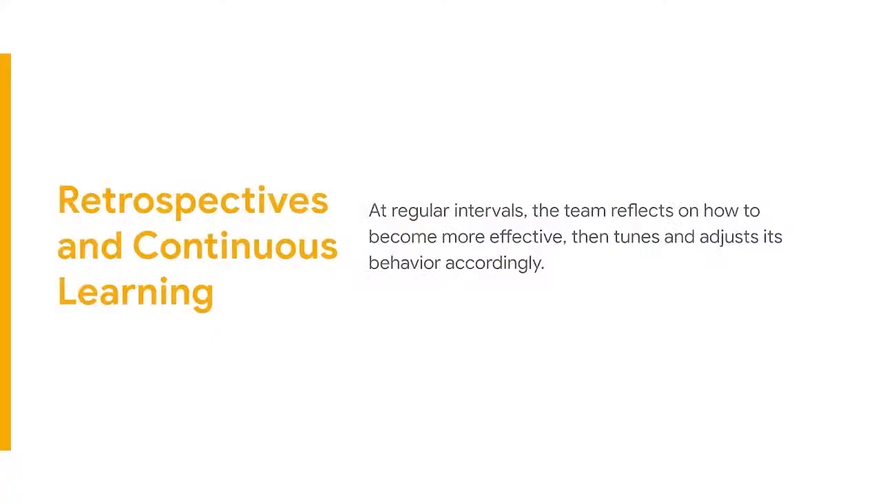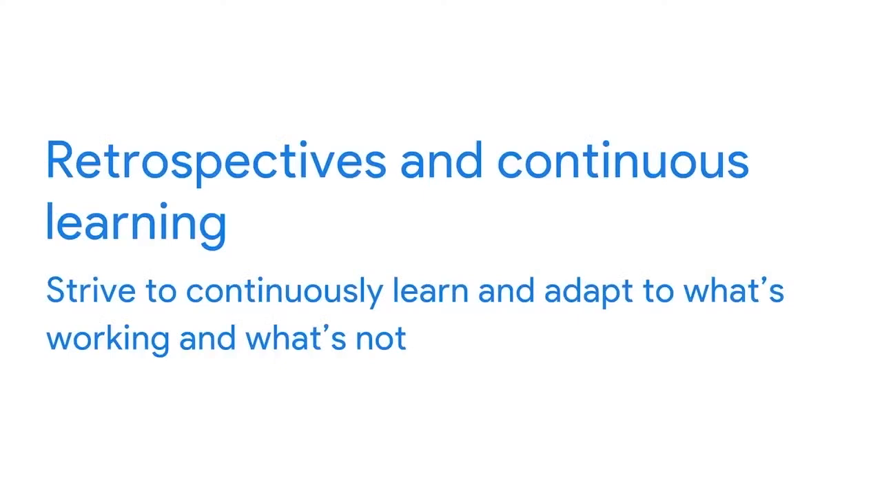Finally, the 4th theme is retrospectives and continuous learning. The last principle stands alone in this theme, so I'll read it aloud. At regular intervals, the team reflects on how to become more effective, then tunes and adjusts its behavior accordingly. This one sits on its own because I want to draw attention to how important it is for Agile teams to continuously learn and adapt to what's working and what's not working for them.